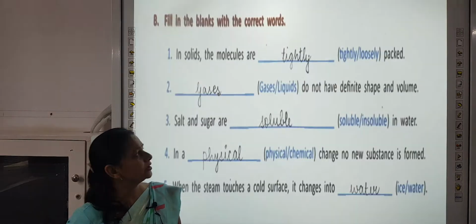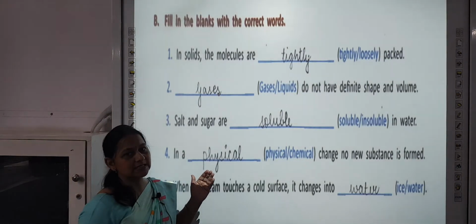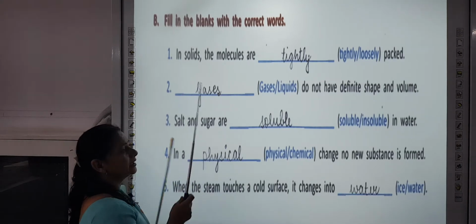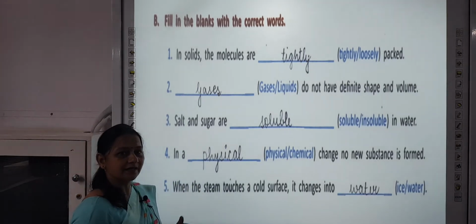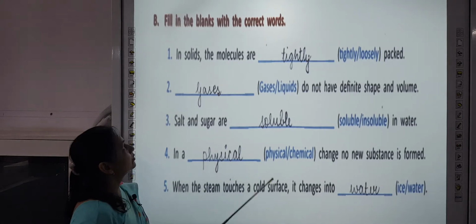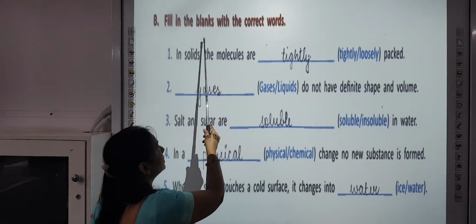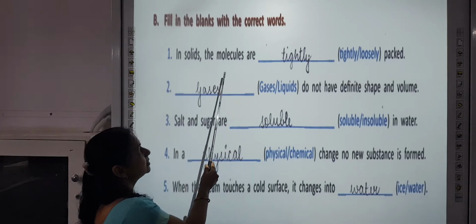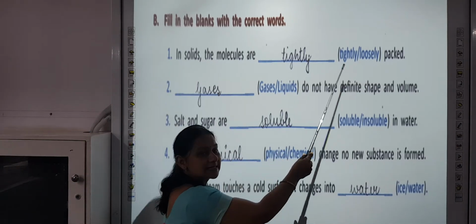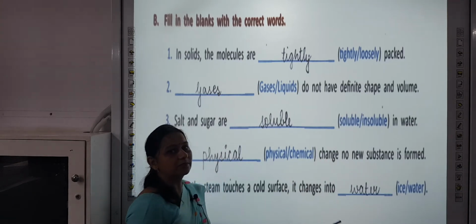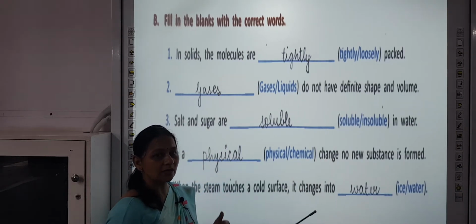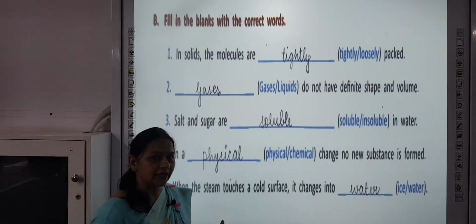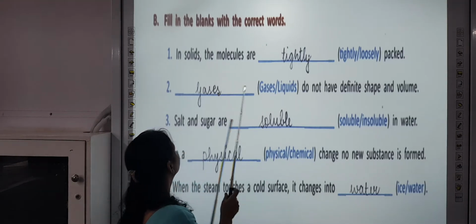Now, we are going to discuss the exercise bookwork. The first question, we have done 2 questions earlier in our previous video. Now, we are going to do the next question, that is fill in the blanks with the correct words. In solids, the molecules are tightly packed. We know that the arrangement of molecules in solids is tightly packed. The molecules are very closely packed.